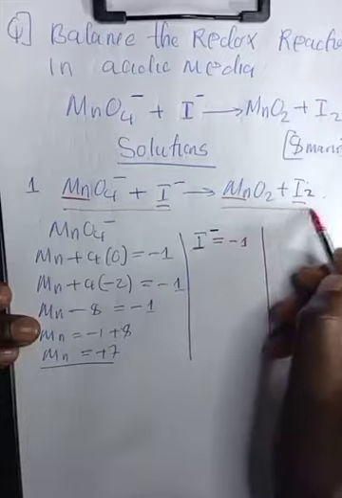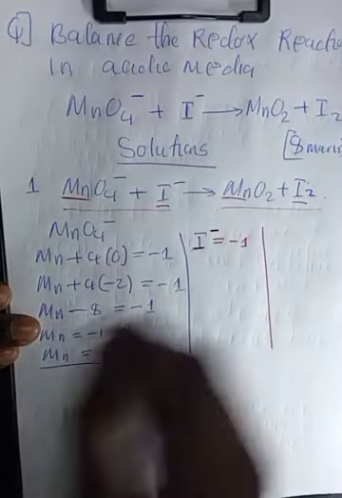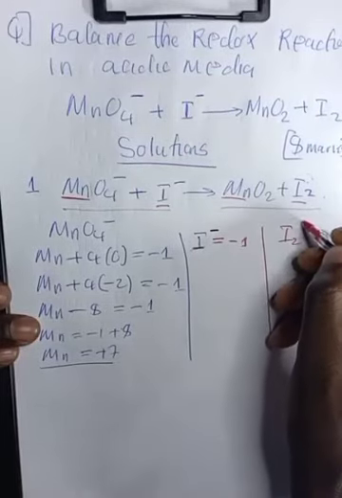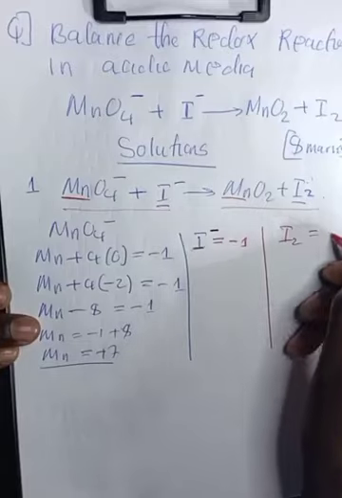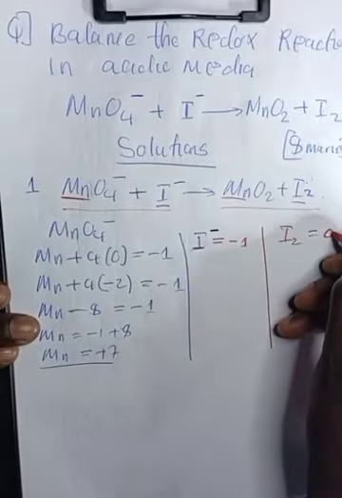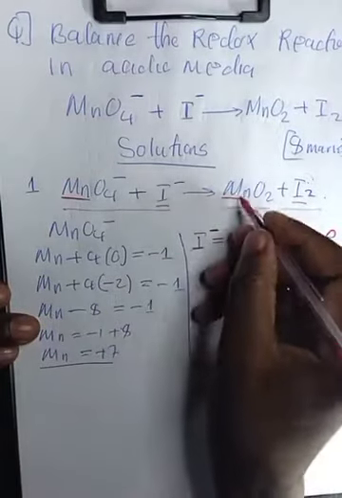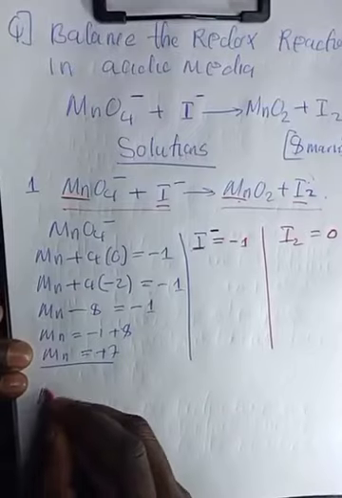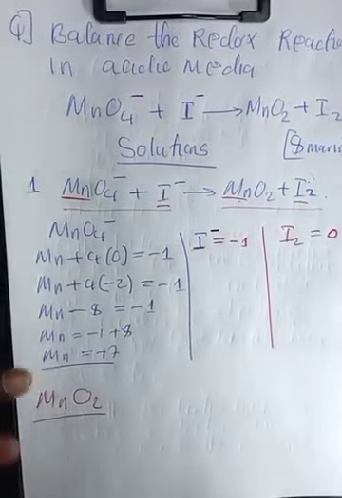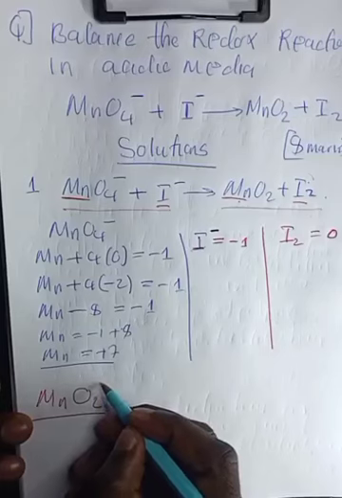Now we go to the product side. Here we have this guy, iodine again. We don't have any charge on top, meaning it's a 0, right? Because we don't have anything on top there. Now we come to where we need to calculate: the manganese 2 oxide here. The overall charge, we don't have anything, meaning it's a 0, right?